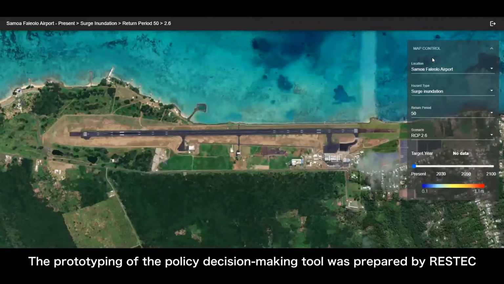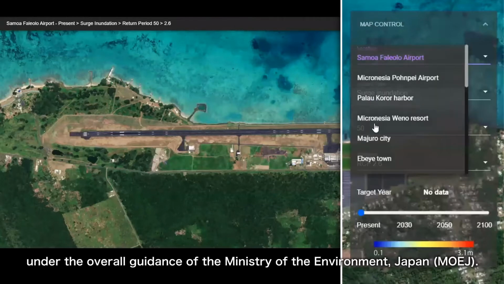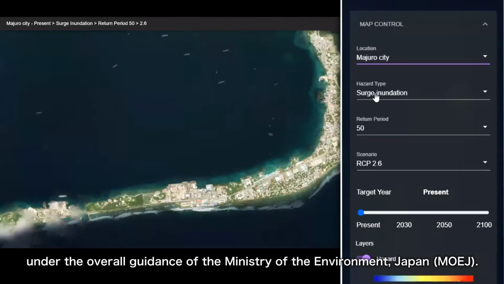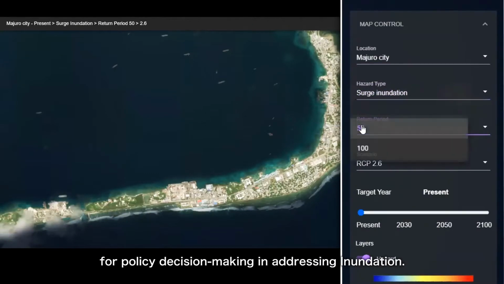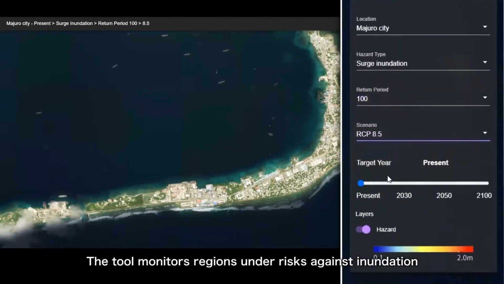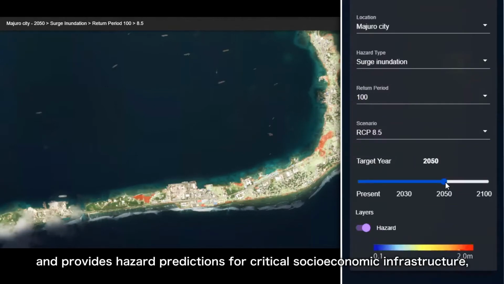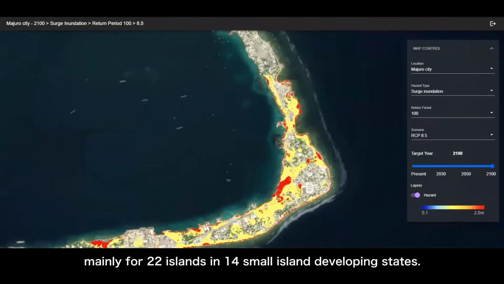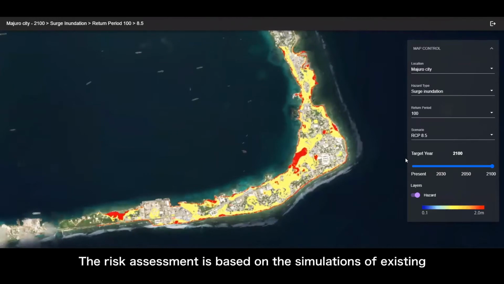The prototyping of the policy decision-making tool was prepared by Restec under the overall guidance of the Ministry of the Environment, Japan. The purpose of the tool is to provide support for policy decision-making in addressing inundation. The tool monitors regions under risks against inundation and provides hazard predictions for critical socioeconomic infrastructure, mainly for 22 islands in 14 small island developing states.